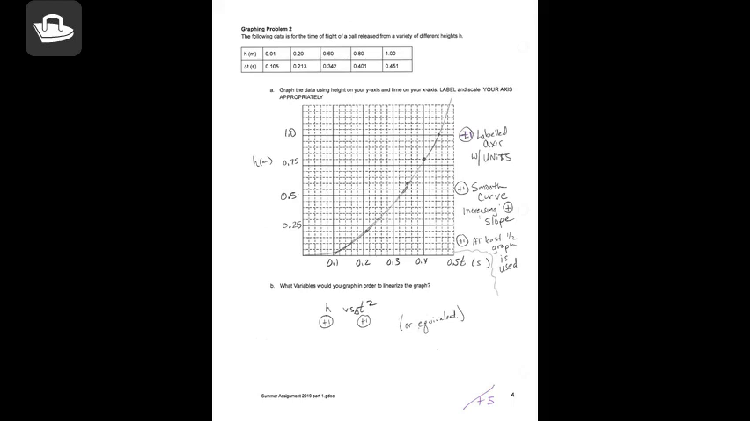All right, it should be a smooth curve. This is not going to be a straight line. If you try to draw a straight line through this data, it would not be a best fit line.